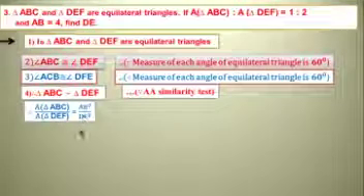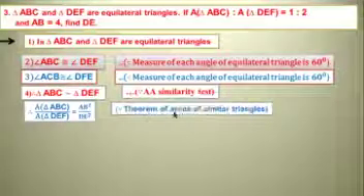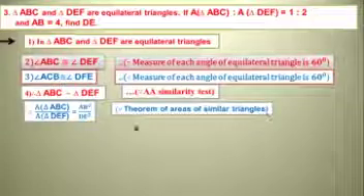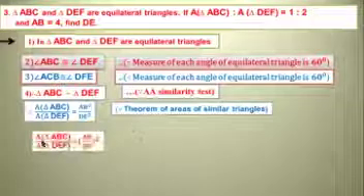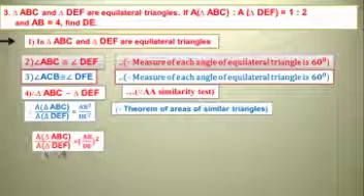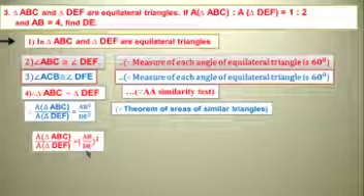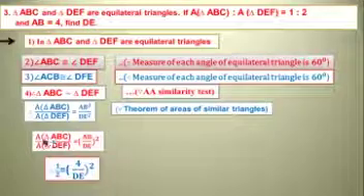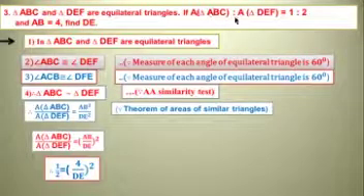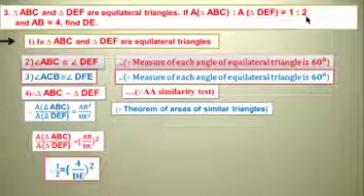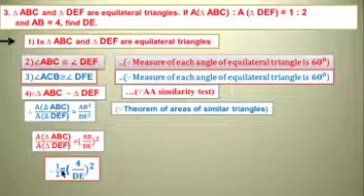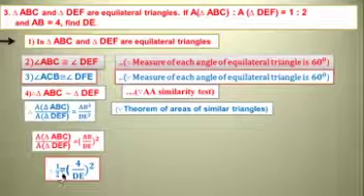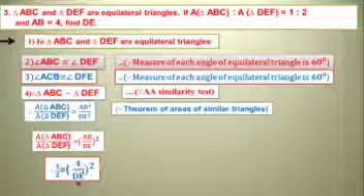by the theorem of area of similar triangles. Area of triangle ABC divided by area of triangle DEF is equal to (AB divided by DE) whole square. Here we know the value of area of triangle ABC to area of triangle DEF is equal to 1 divided by 2. Putting the value here, 1 divided by 2 is equal to (4 divided by DE) whole square.